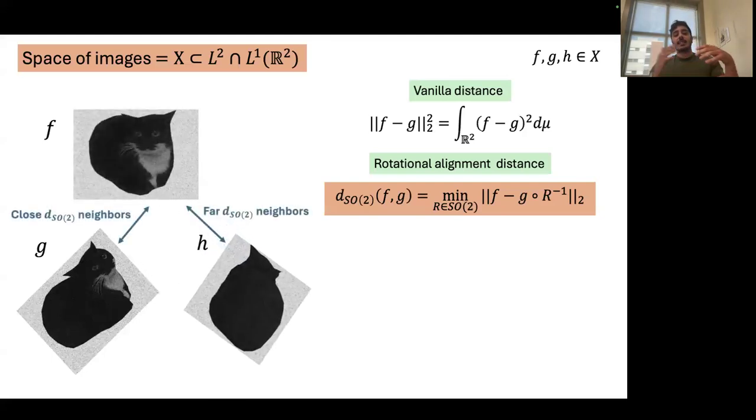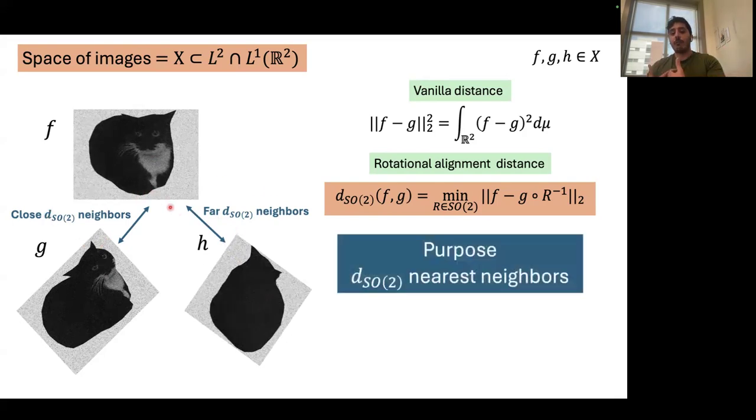And it's in that sense that I was saying that these two pictures are nearest neighbors in some sense, and these are far neighbors. It's in the sense of DSO2 distance, this rotational alignment distance. And your goal is to rotationally align and average yourself with nearest neighbors with respect to this distance. Those are the images that you want to do the averaging with. So you want to do machine learning with this DSO2 distance. You want to do nearest neighbors with it.